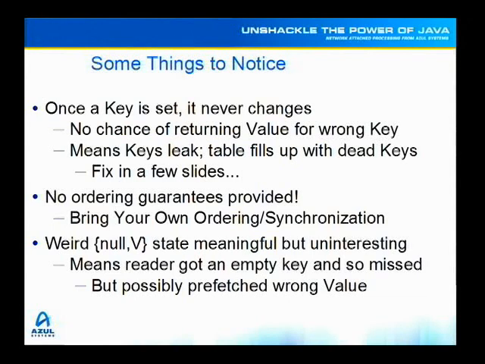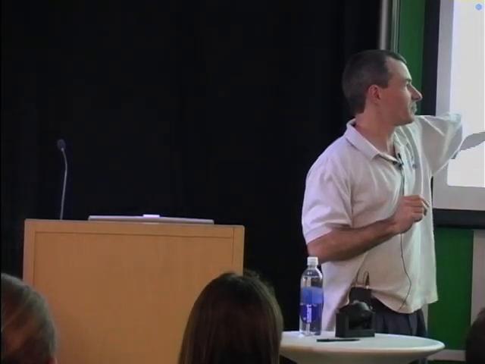OK, and then I have no ordering guarantees. So this is a bring your own ordering, bring your own synchronization party here, right? And more on this in a second. And then this weird state, which really basically means that a reader has fetched a key and prefetched a value hoping the key is correct, and he got a null key. And the prefetched value is, he didn't know what it's for. It's for some random key. He has no clue. So it counts as a miss.